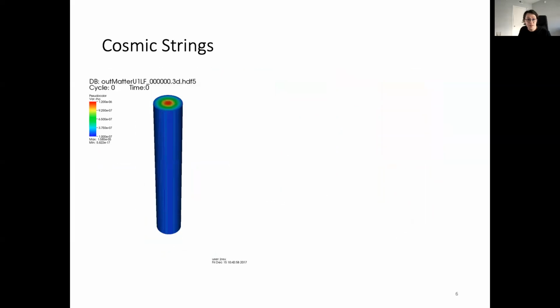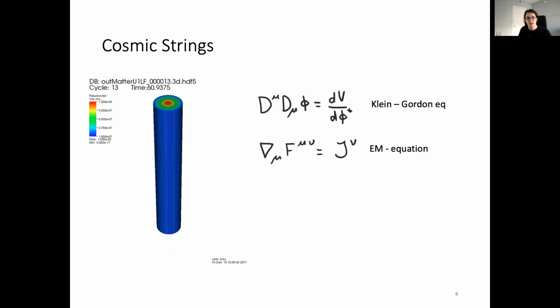And so what we simulated was, first of all, the Klein-Gordon equation. That's the minimum requirement for having a cosmic string. It made it technically easier for us to also use the electromagnetic equation on top of it. And what our big innovation was in this work was, of course, Einstein gravity.